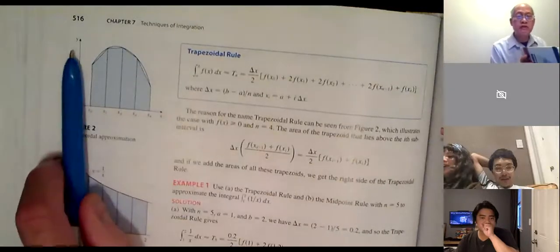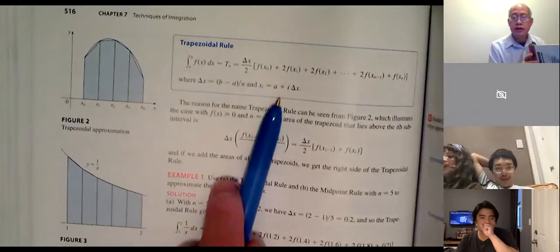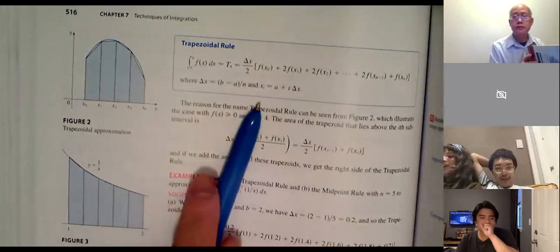Trapezoidal rule is on page 516. Here's the rule. It's correct. Do you have to write it down and memorize it? No. Again, I'll give you my version of it in a little while.